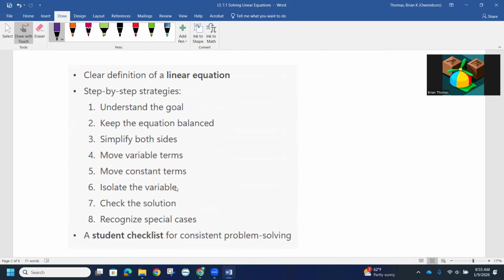So again, we have a clear definition of linear equations. Remember, this strategy only works for degree 1 equations. So what we're talking about are linear equations, degree 1 equations. This is kind of our overview of that. So again, you can pause this and take down these notes if you want to.